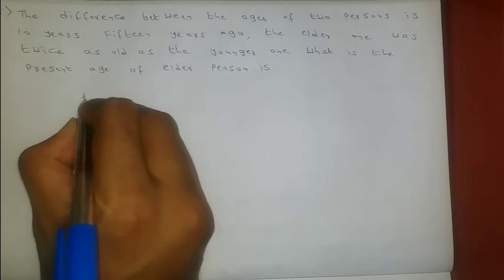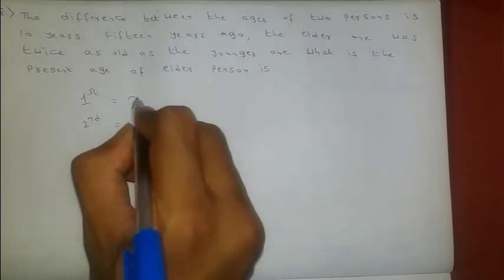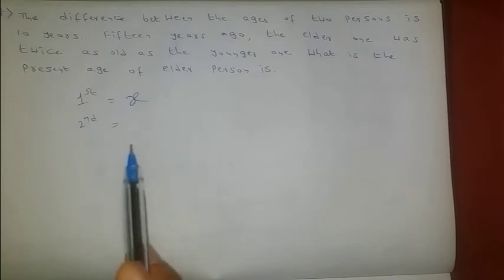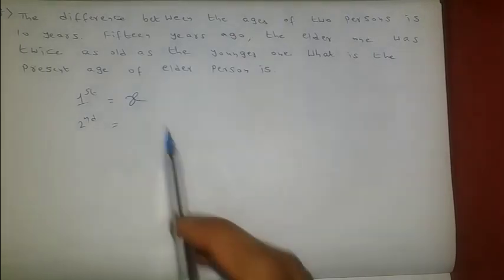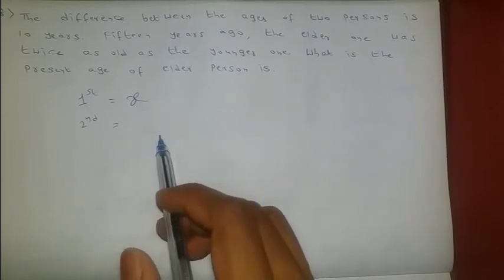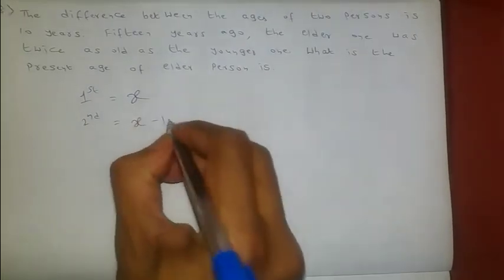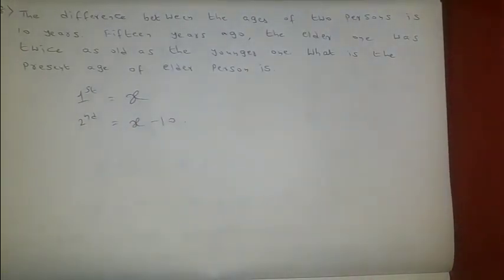The difference between the ages of two persons is 10 years. So the first person's age we don't know, and the second person's present age we also don't know. So the first person's present age, I am taking as some constant x. Then what about the second person? He clearly mentioned the difference, so the second person's age will be x minus 10.